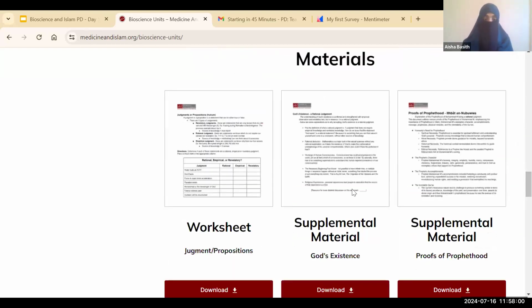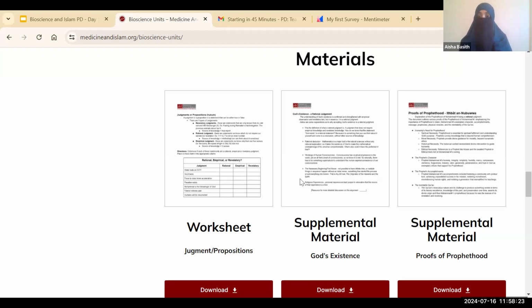The things that I want to point out is there's a worksheet, right, for students to go through and teachers to discuss these various judgments that Dr. Asim had presented. Have them work through what they think. Is it a rational understanding? Is it empirical data that they're looking at? Or is this from revelatory information that we know this knowledge, right?